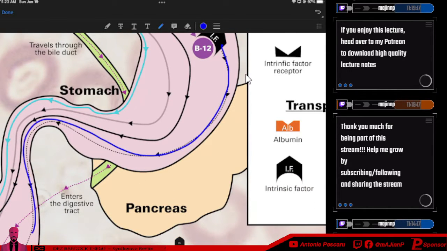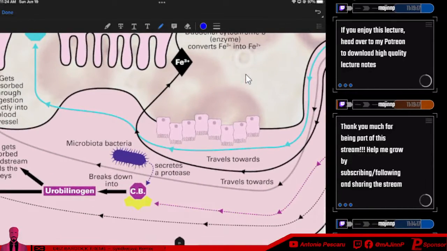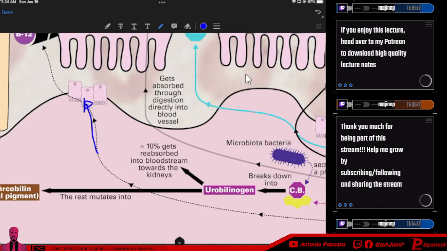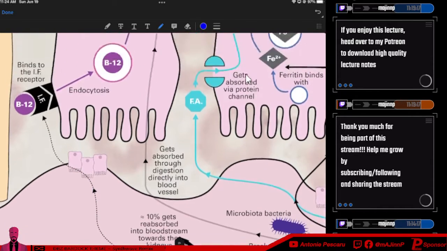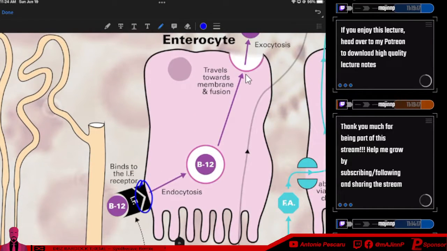It travels all the way inside of the intestinal tract, making its way to another enterocyte. Once it makes its way to the enterocyte, the only difference is that now this protein binds on to the intrinsic factor receptor, which is this guy, found on the enterocyte's plasma membrane.